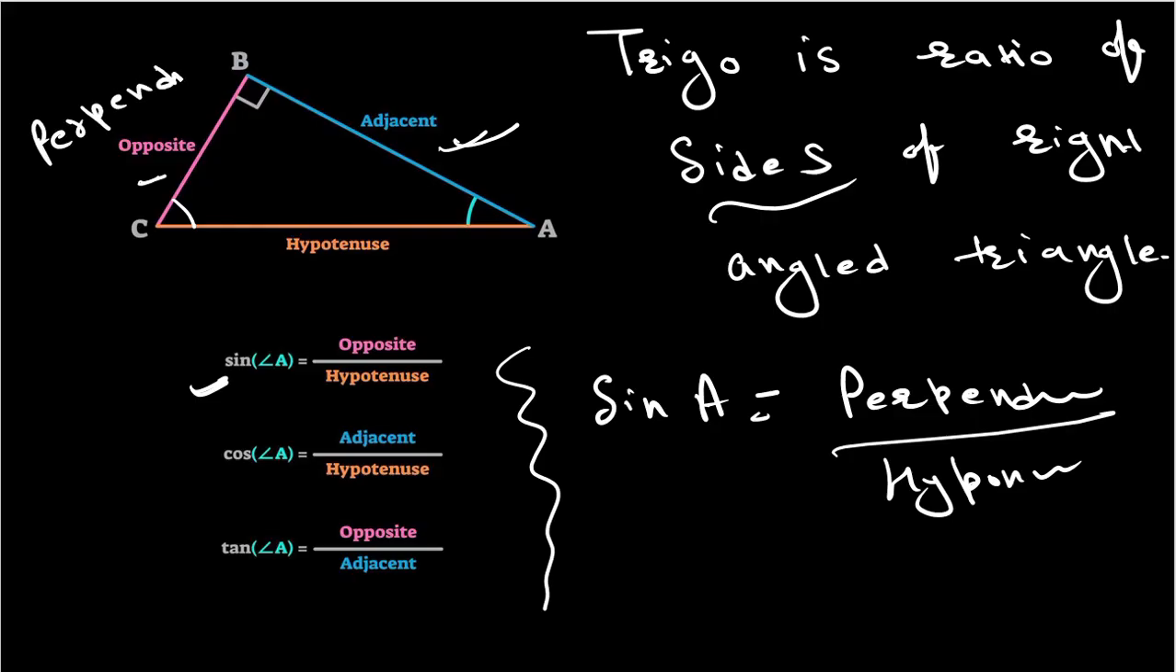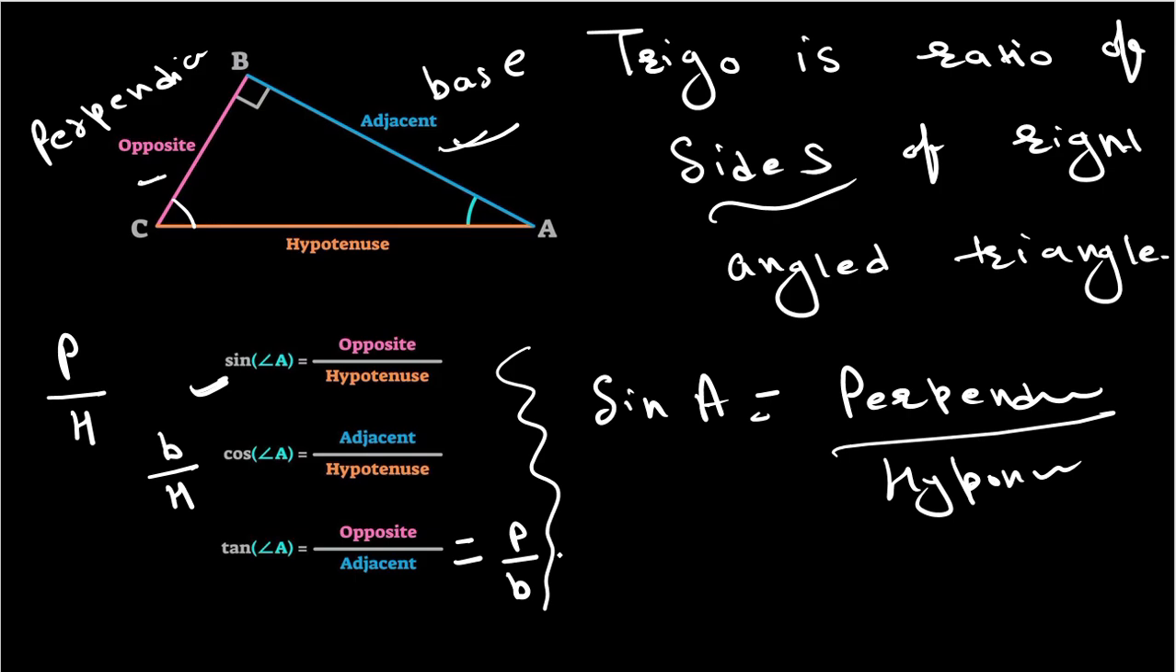I hope you all know this. And adjacent is called base. So sine of A will be the ratio of opposite to hypotenuse. Cos of A will be the ratio of adjacent to hypotenuse, or adjacent is also called base, so base by hypotenuse. So sine A will be opposite by hypotenuse, or we can write perpendicular by hypotenuse, P by H. Similarly, cos of A will be written as adjacent by hypotenuse, so it will become base by hypotenuse. And tan of A is the ratio of opposite to adjacent, or we can say perpendicular to base.